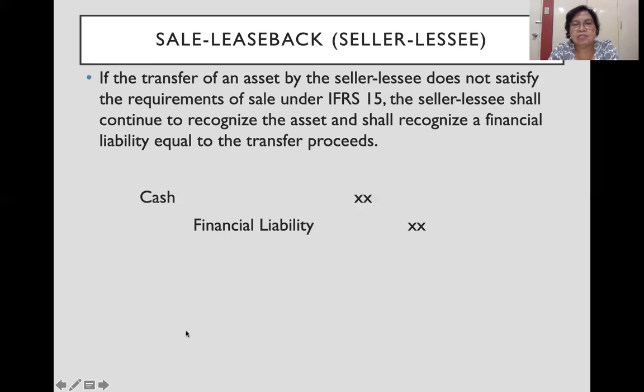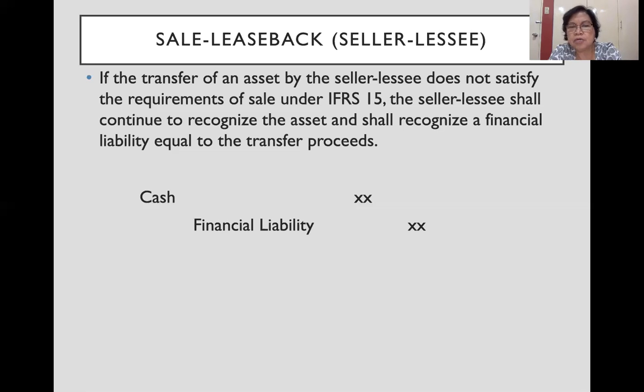Now, we go to the second circumstance. The transfer of an asset by the seller-lessee does not satisfy the requirements of sale under IFRS 15. So, it is not a sale transaction. Then the seller-lessee shall continue to recognize the asset and shall recognize a financial liability equal to the transfer proceeds. What is the substance of this transaction? The seller-lessee simply uses the underlying asset as collateral to obtain a loan from the buyer-lessor. Therefore, the buyer-lessor, in effect, just lends money to the seller-lessee.